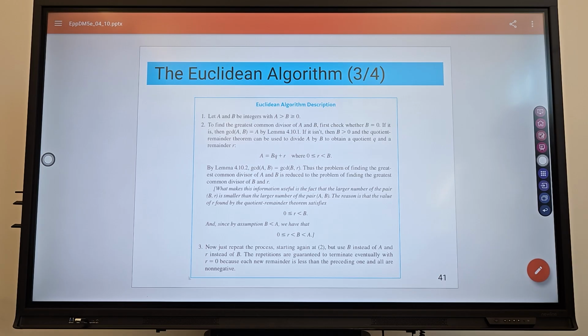Let a and b be integers with a greater than b and b greater than or equal to 0. Find the greatest common divisor of a and b. First check to see whether or not b is equal to 0. If it is 0, then GCD(a, b) is a. If it isn't, then b is greater than 0, and the quotient remainder theorem can be used to divide a by b to obtain the quotient q and remainder r.